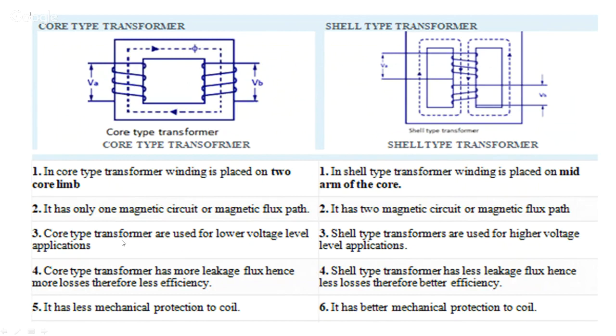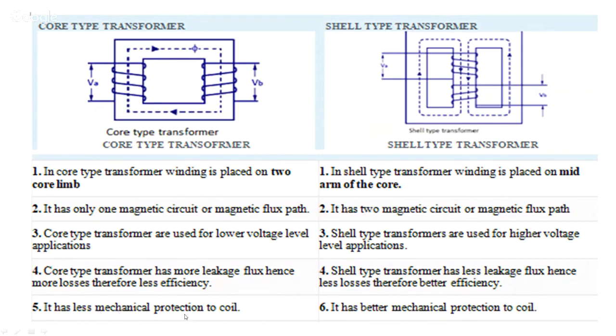Next, core type transformers are used for lower voltage level applications, whereas shell type transformers are used for higher voltage level applications. Core type transformers have more leakage flux and hence more losses. Therefore, efficiency is lesser. Whereas shell type transformer has less leakage flux, hence losses are less, therefore efficiency is better.